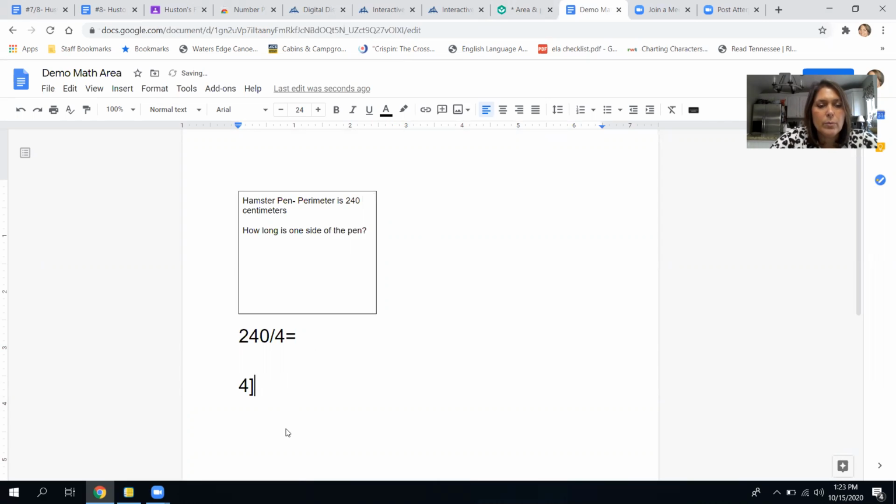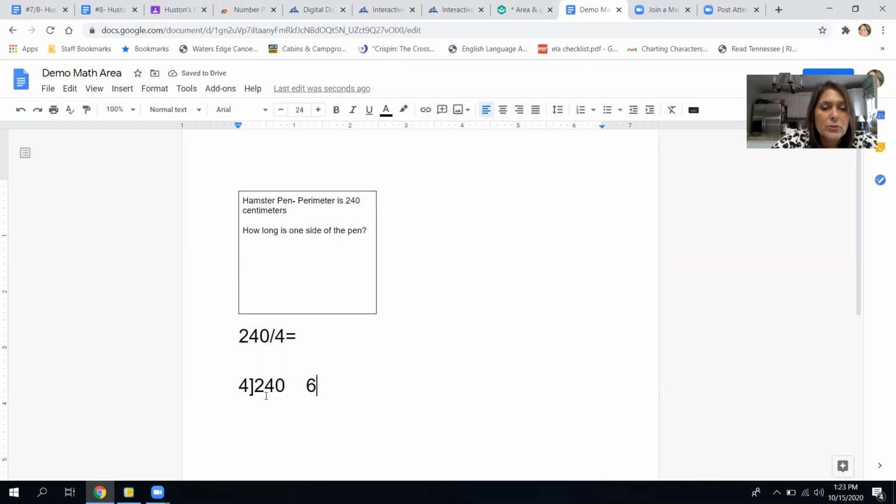Let me put it like this. I don't have the exact thing. So you can ask yourself, how many times will 4 go into 24? Well, what times 4 equals 24? And if you think about that, we know that that is 6.